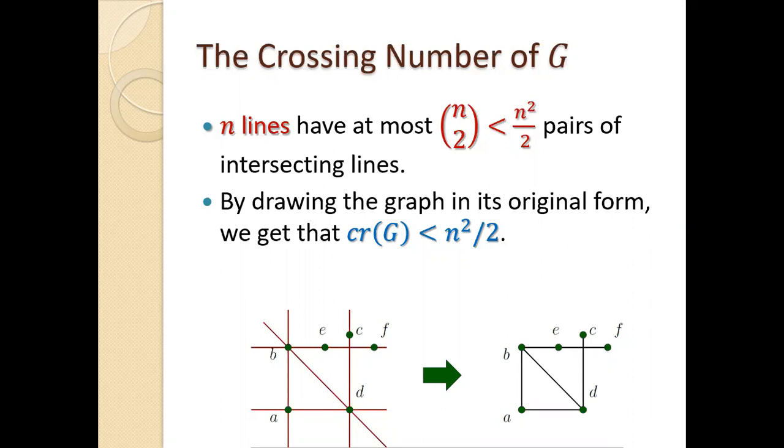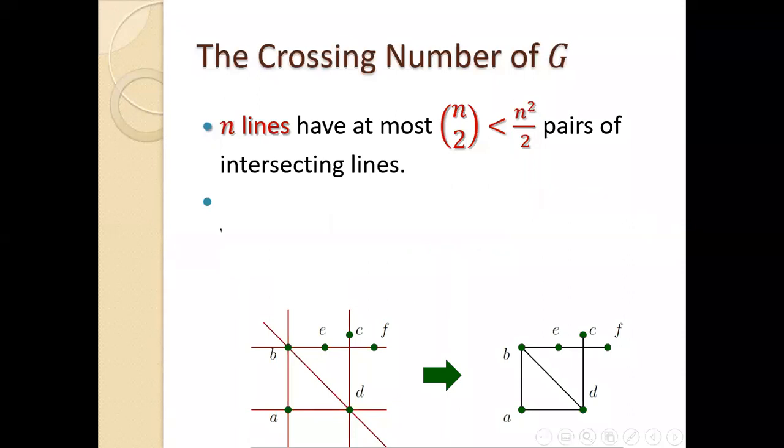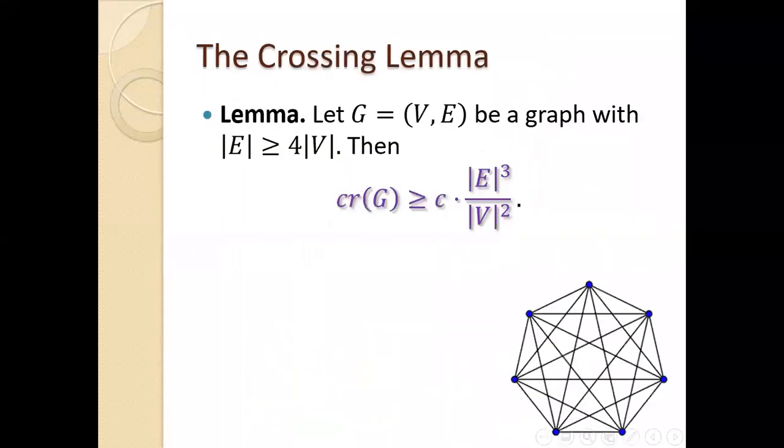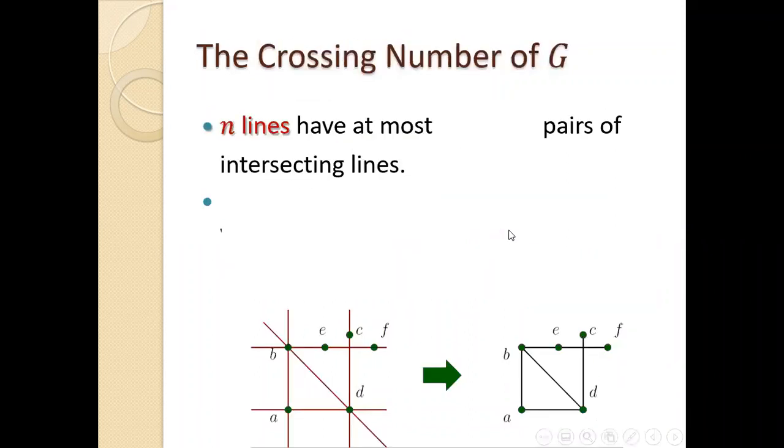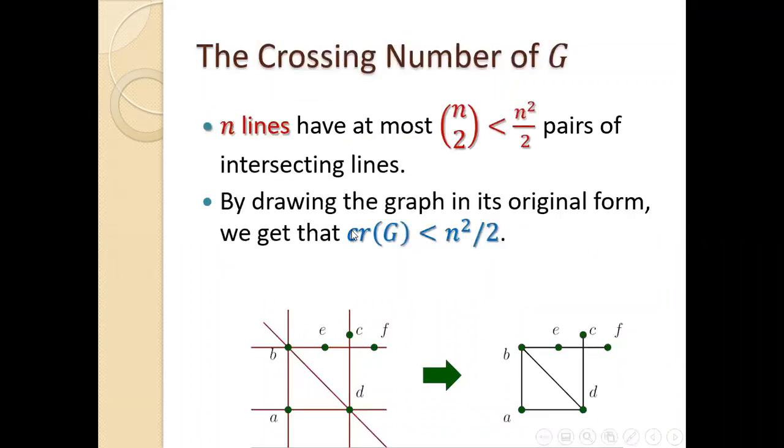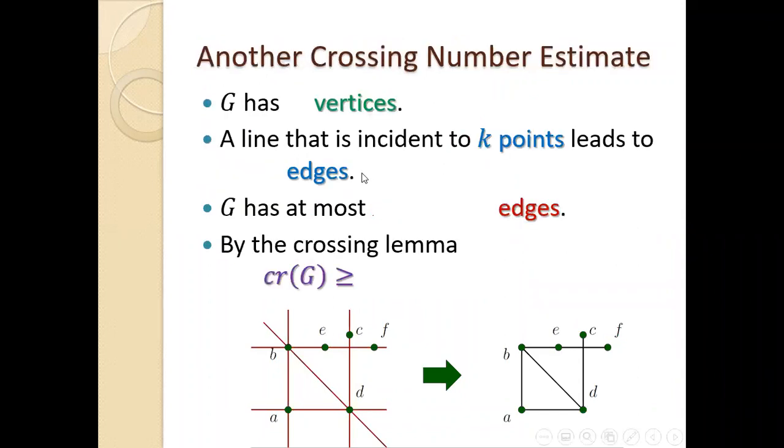What tool lets us say something about the crossing number of a graph? So I said a few minutes ago, there's this crossing lemma, right? We saw this crossing lemma. Remember, let's go a few slides back. The crossing lemma says the number of crossings is always at least the number of edges cubed divided by the number of vertices squared. So let's apply it.